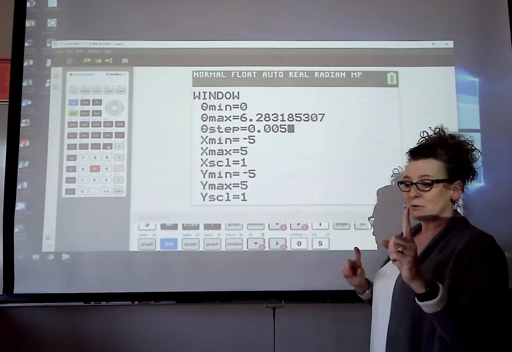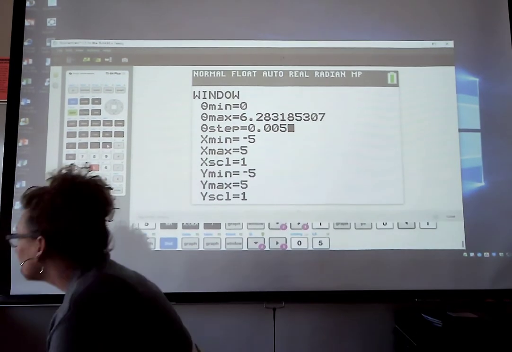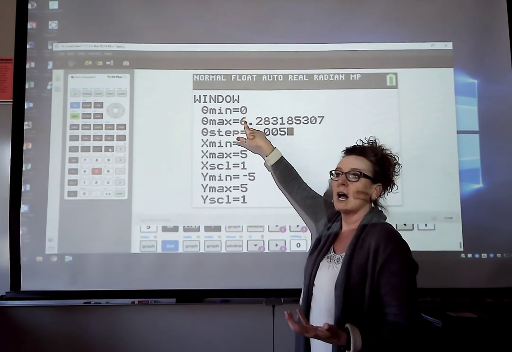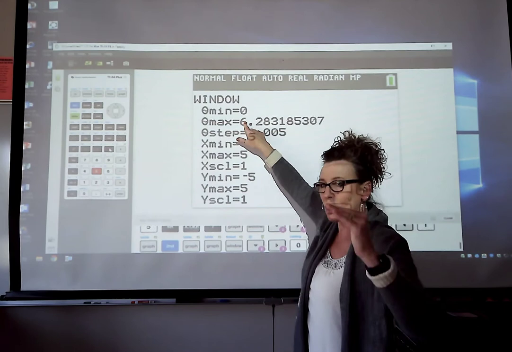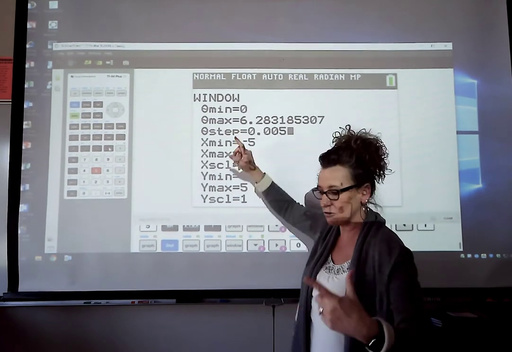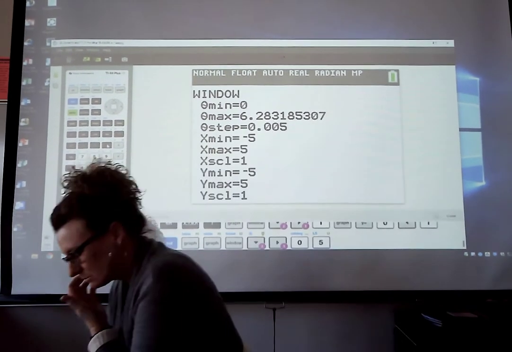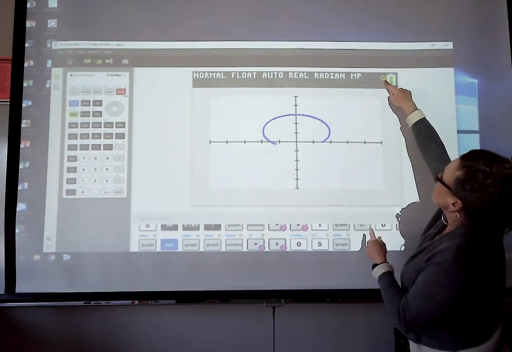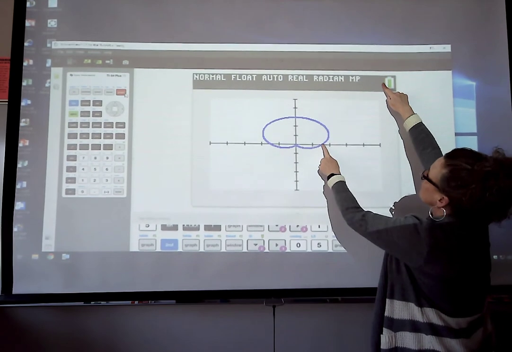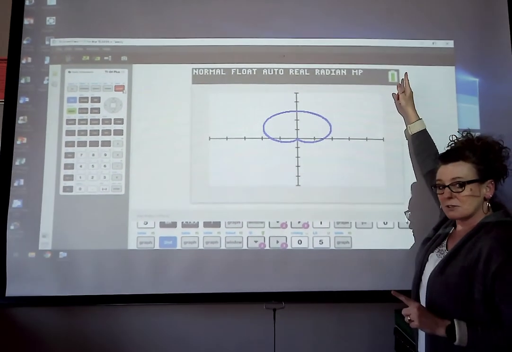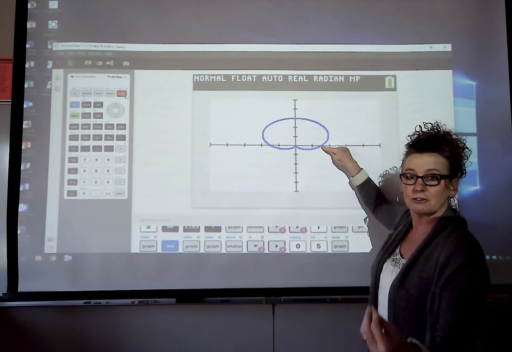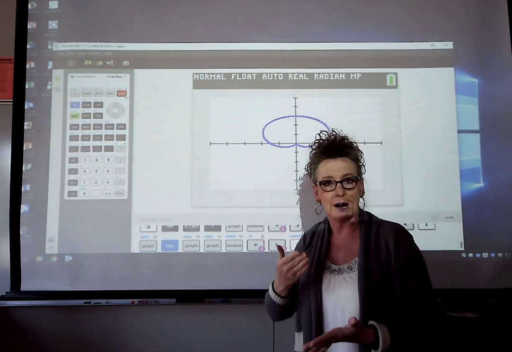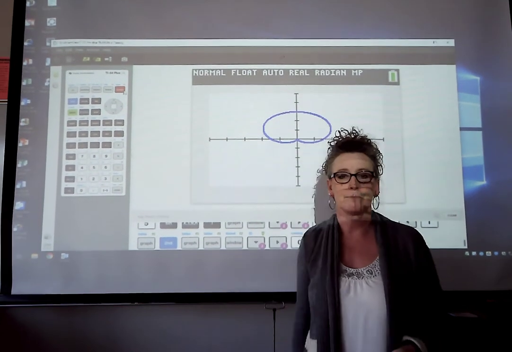So remember how our window said let's go from 0 to 2 pi? I want to know if it uses all of that thinking time to make the graph. Let me show you what I'm talking about. Ready? I'm about to hit graph. See, I'm thinking, I'm thinking, I'm thinking. The moment it stopped thinking, it finished the graph, which tells me it took all the way from 0 to 2 pi to draw that picture.